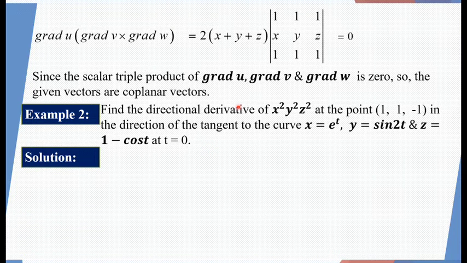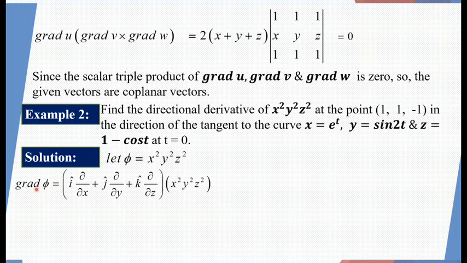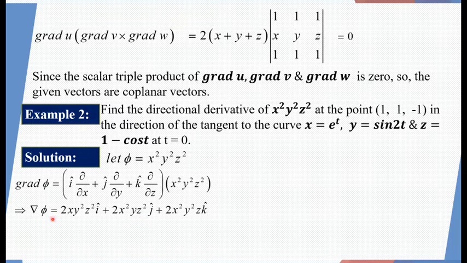So first we have to find grad phi. Letting this be phi, which is equal to x square y square z square, it is a scalar function, so find its gradient. So grad phi is equal to i del over del x plus j del over del y plus k del over del z of x square y square z square. Differentiating partially with respect to x, we get 2x y square z square; with respect to y, 2x square y z square; and with respect to z, 2x square y square z. So grad phi is equal to 2x y square z square i plus 2x square y z square j plus 2x square y square z k.